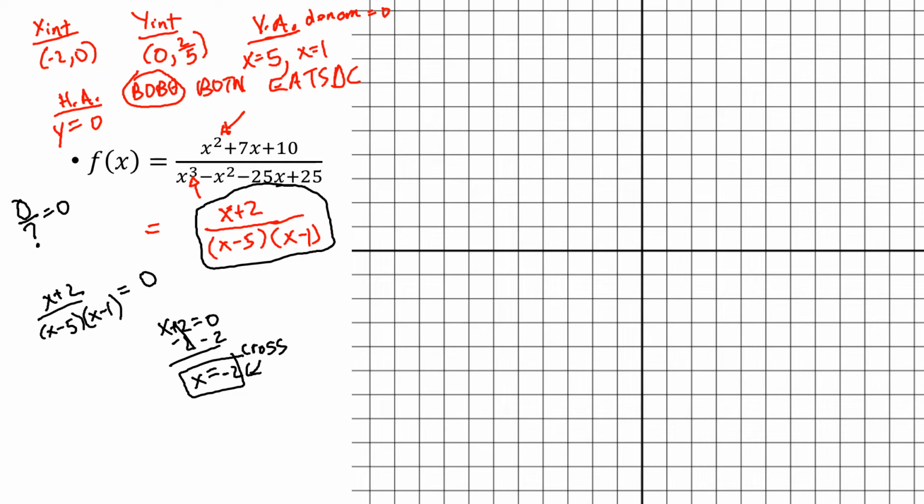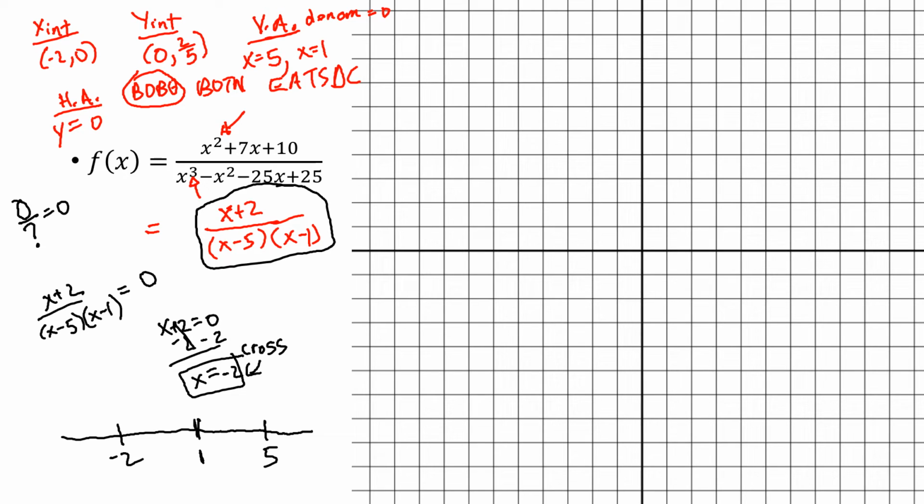The last thing that we need to do is to come up with a sign chart. Our sign chart should have our x-intercept as well as any vertical asymptotes. So we said our x-intercept was at -2. We are also going to put our vertical asymptotes. Our vertical asymptotes were at 1 and also 5.